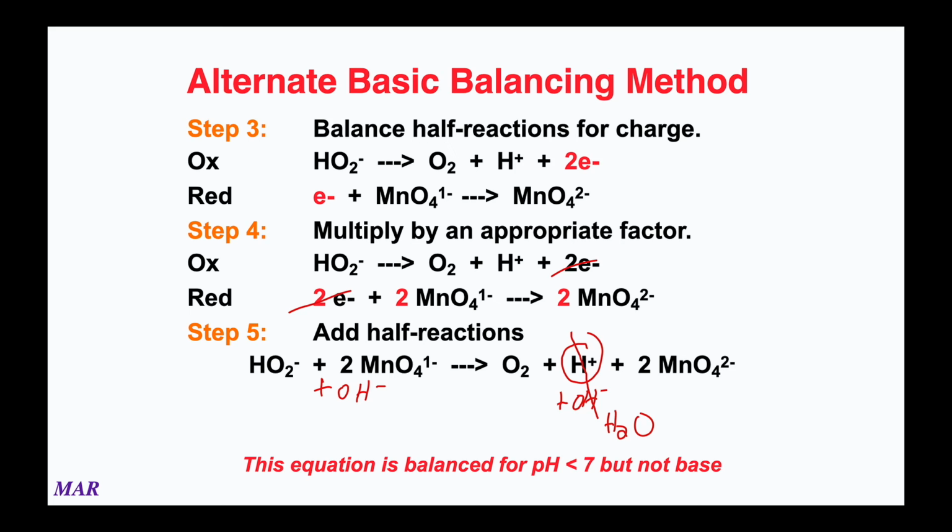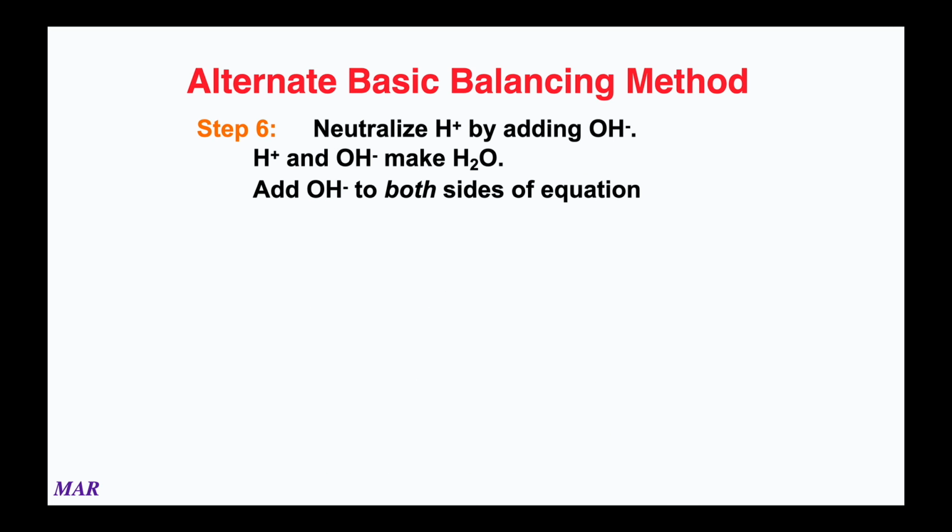So at the end here, we're not going to have any more H plus at all. We're going to have water now on the product side, and also we're going to end up with an extra hydroxide on the reactant side. So when you get to this step, what you need to do is get rid of the H plus. You need to add a hydroxide to balance each H plus, and they'll make water. But for every hydroxide you add to, say, the reactant side, you need to add 1 to the product side. It's the same thing for both sides.